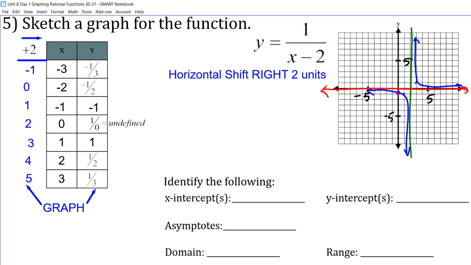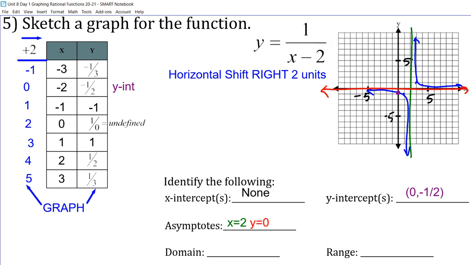Since we can't have an output of 0, that means we're not going to have any x-intercepts. But by shifting it to the right 2 units, notice how we do have a y-intercept. And this is nice because it shows up on our table. An input of 0, there's your output. Your y-intercept is at -1/2. And again, your vertical and horizontal asymptotes.